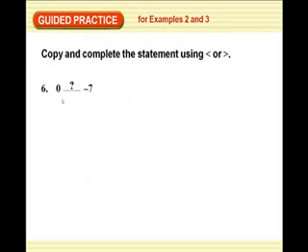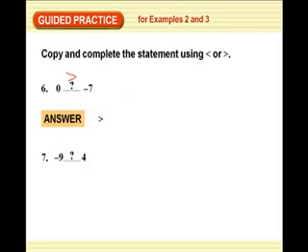Okay. So copy and complete the statement. Now if you're not sure, you can draw yourself a number line or just look at the number line that's on my board. 0 is greater than -7. It is greater because -7 is farther to the left.